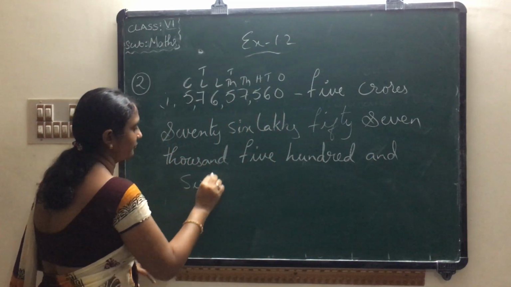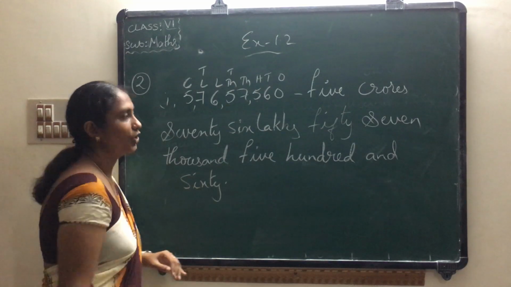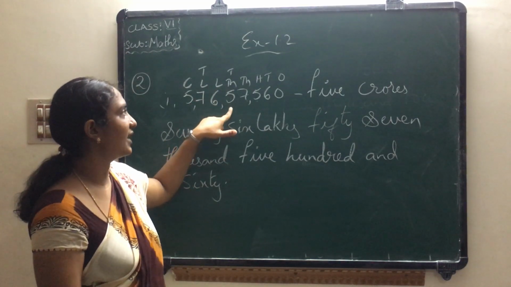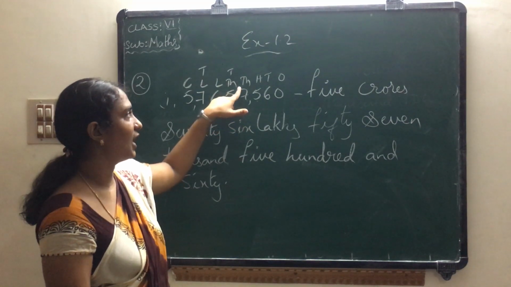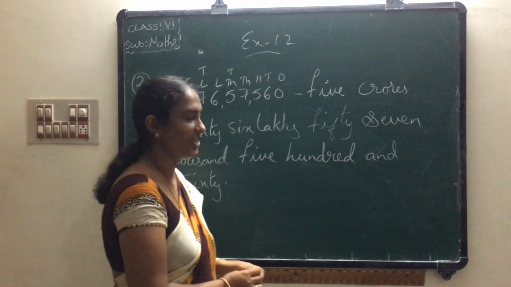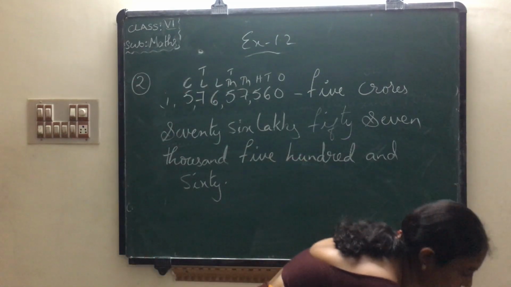57,560. Okay, see 5,56,57,560. Okay, do you understand, children? So see the next sum.